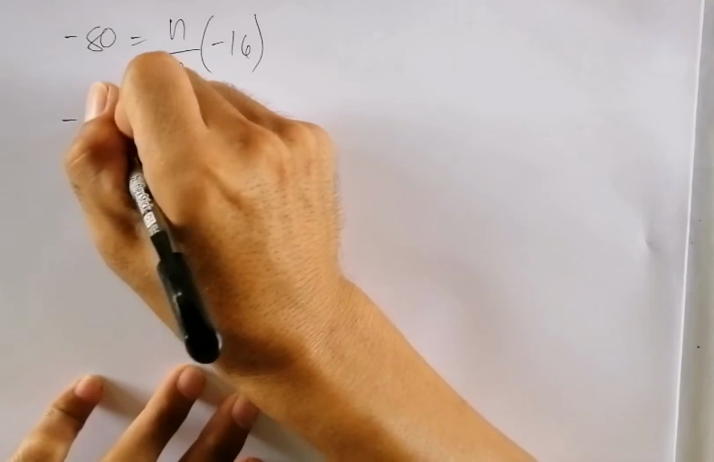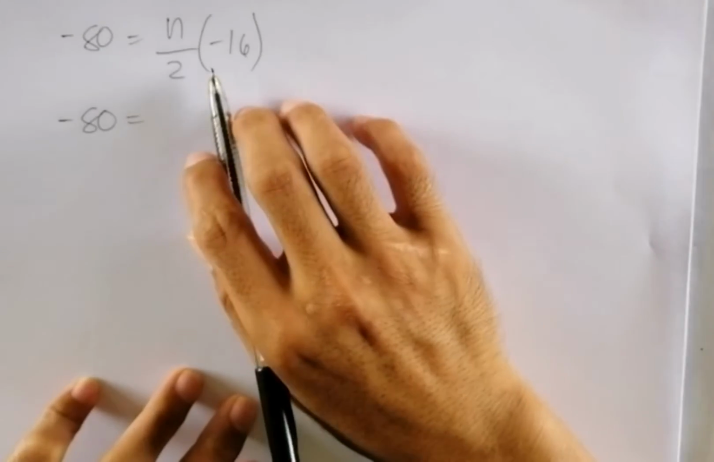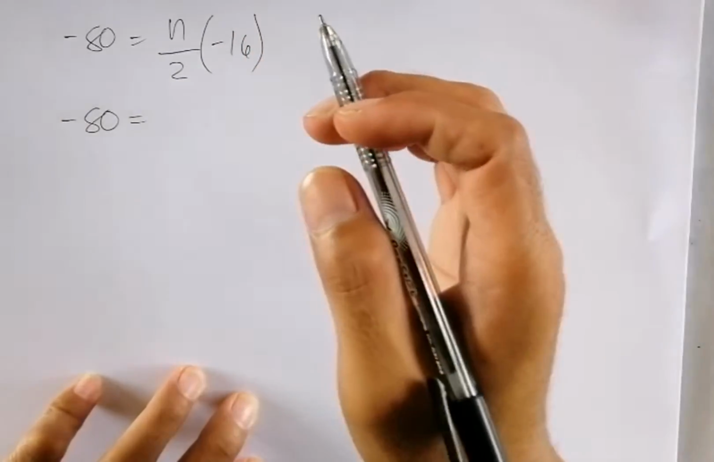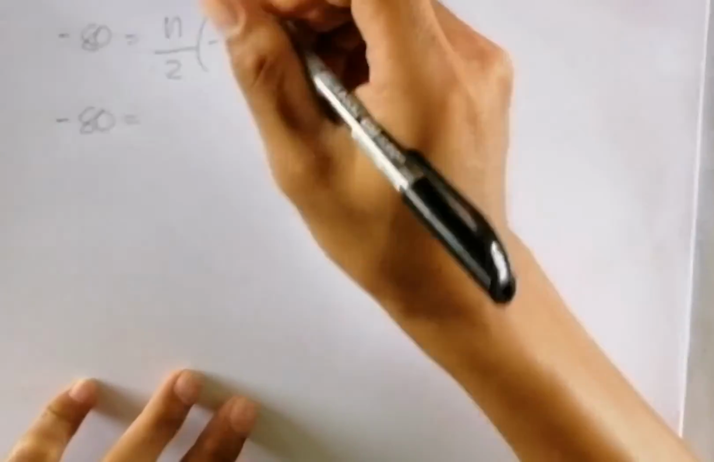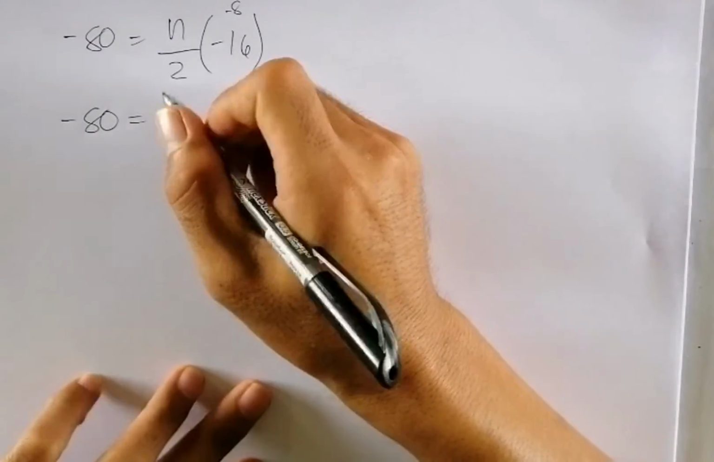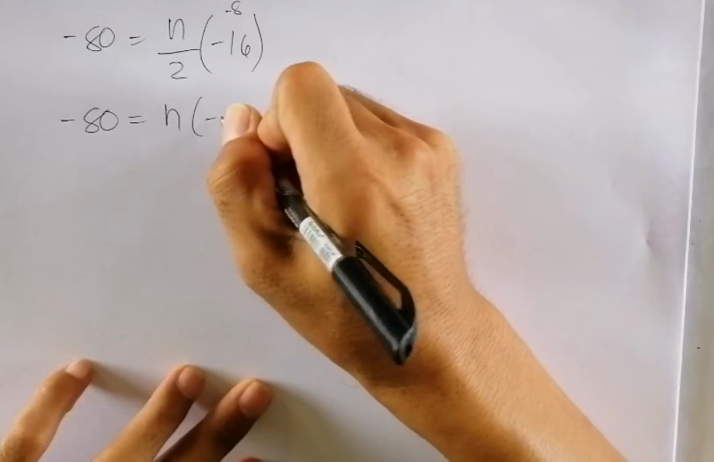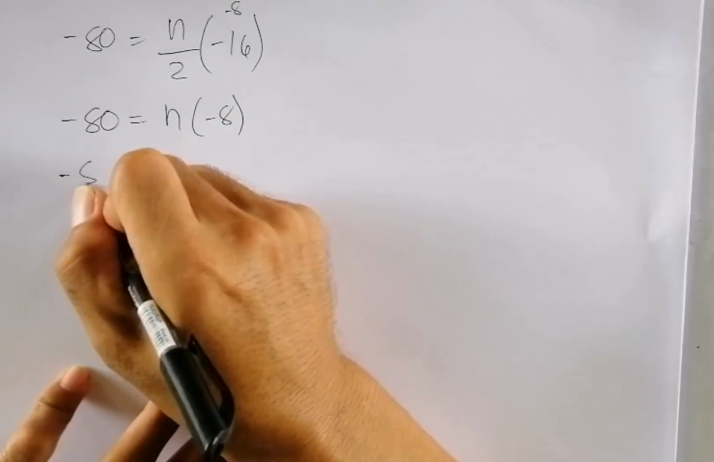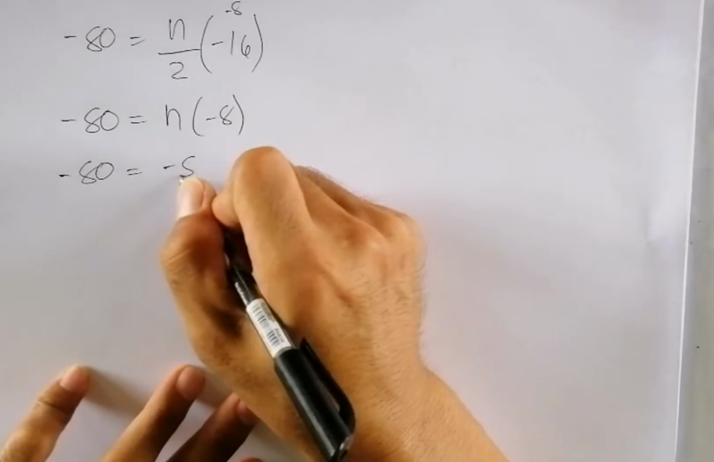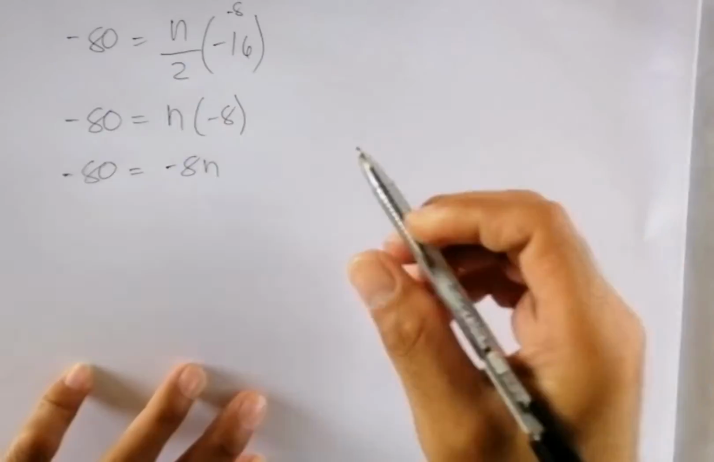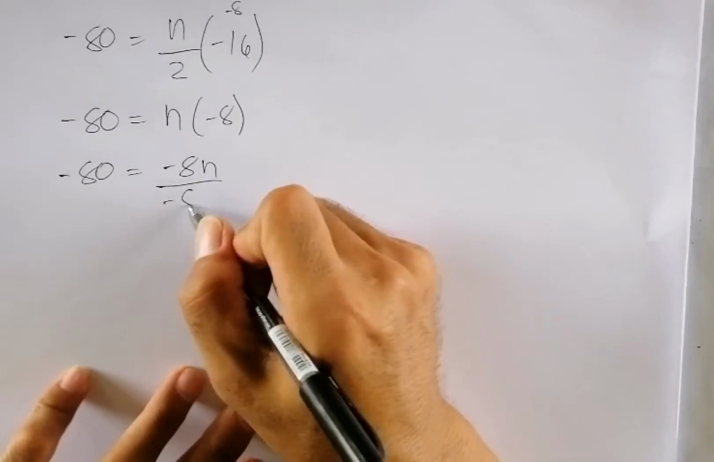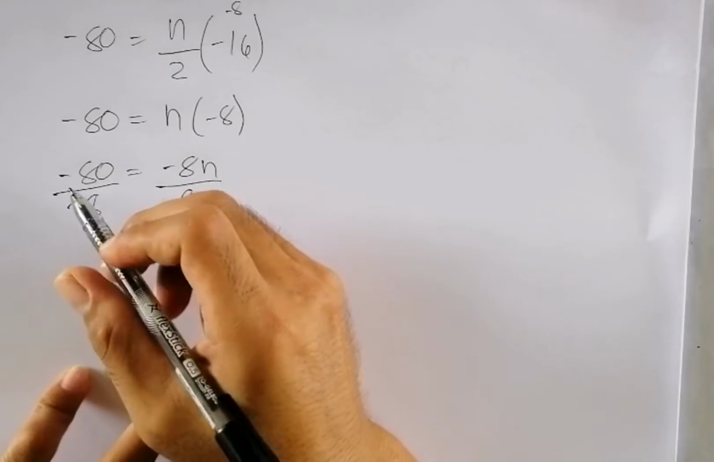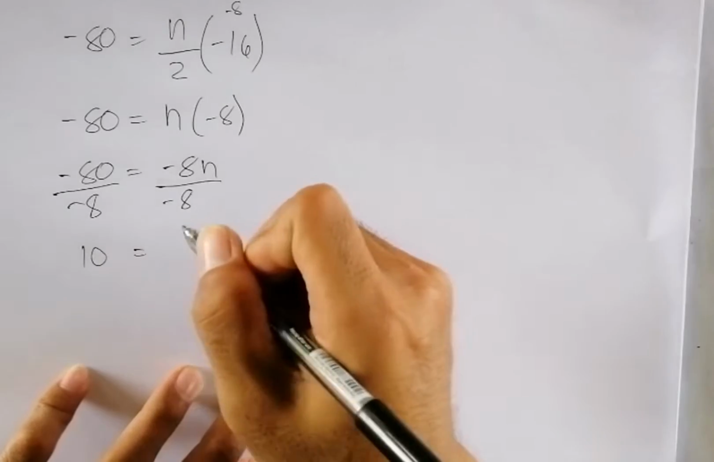So negative 80 is equal to, we can divide negative 16 divided by 2, that is equal to negative 8. So we have n times negative 8, and then in order to solve for n, divide by negative 8. So n is equal to positive 10.